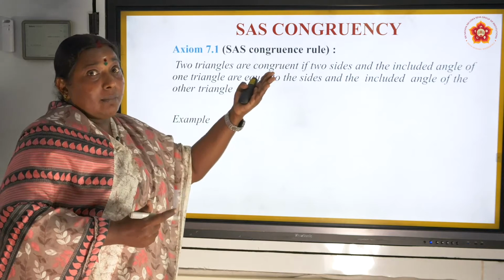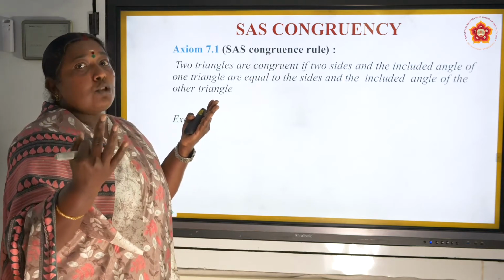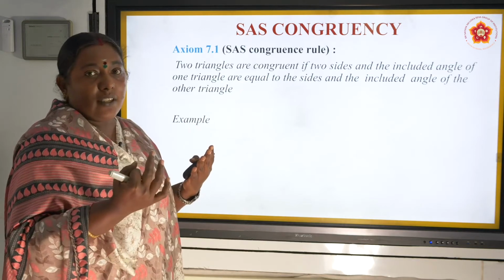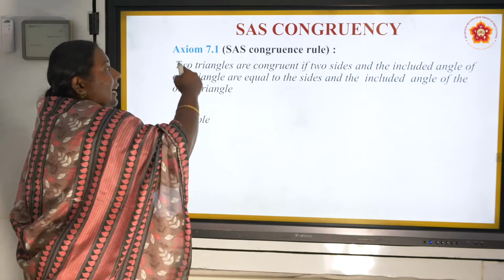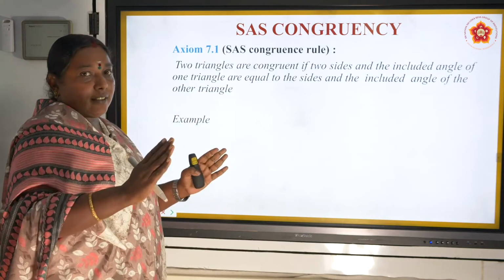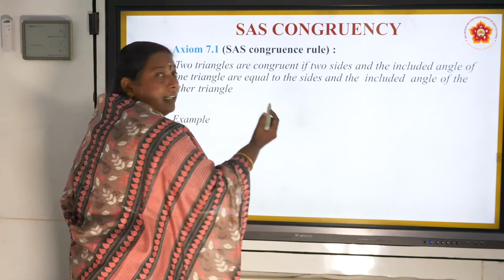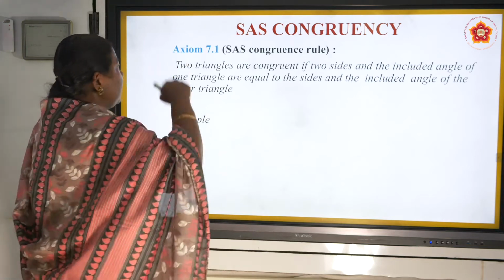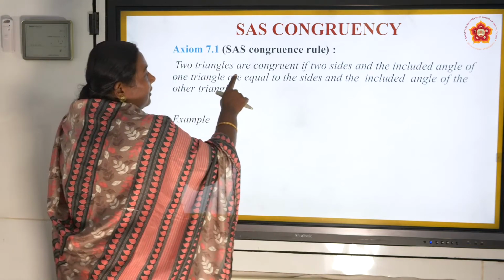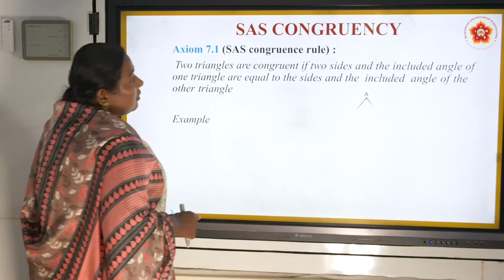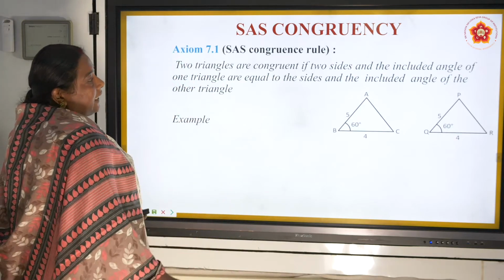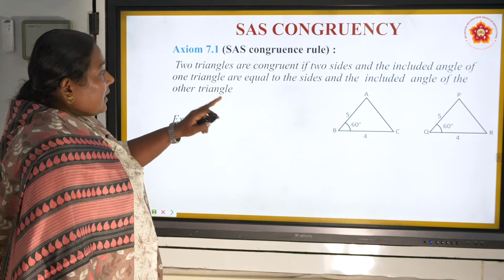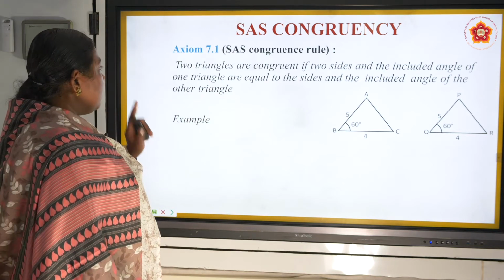Because congruent means at least 3 parts should help the triangle to be called congruent. Is it right or not? So here, side angle side is a normal fact. If a side, angle and side are the same, we can tell them as congruent. Let us see the axiom. 2 triangles are congruent if 2 sides and the included angle of one triangle are equal to the sides and the included angle of the other triangle.